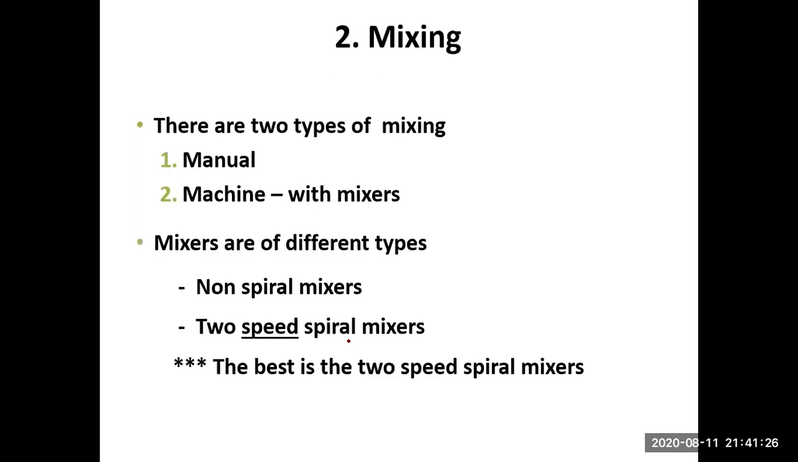After that, the second stage will be mixing. The mixing stage can be of two types. One is manual, by hand, and another is with machines or a mixer. Manually you can mix with hands, and in the case of machines, there can be two types of mixer. One is non-spiral, another is the two-speed spiral mixer. But the best one is the two-speed spiral mixer.